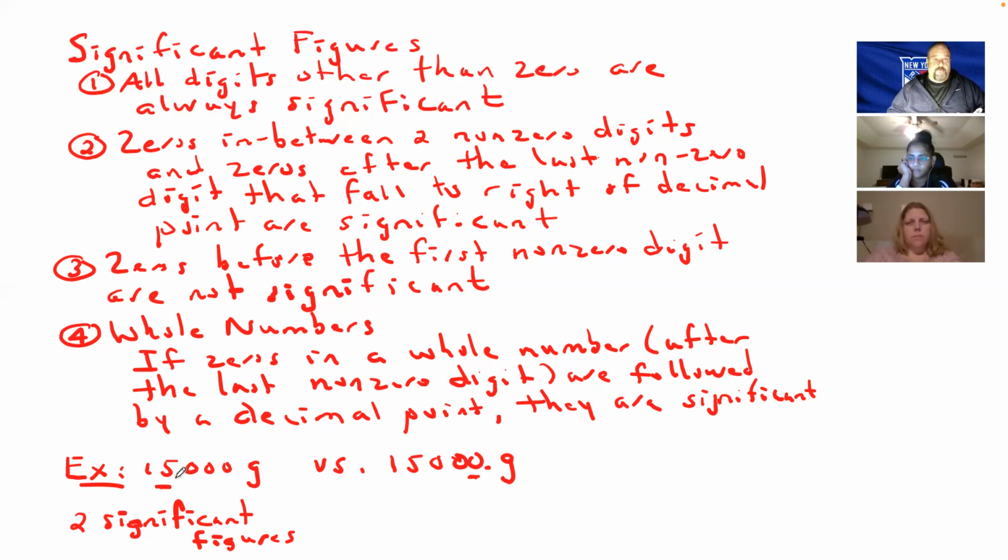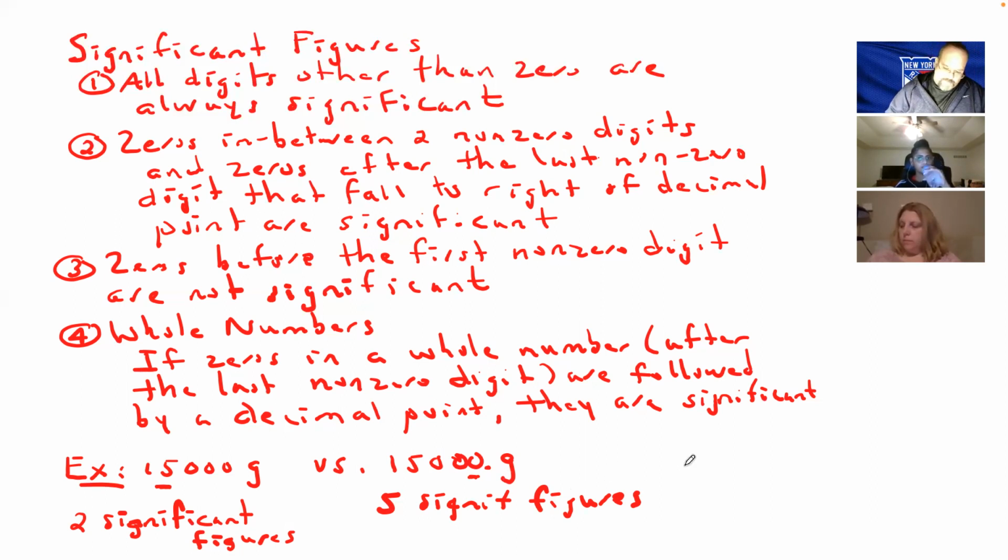So in the first example, I made my estimate essentially in the thousands place. In the second example, where you would have 5 significant figures, the estimation is made in the ones place. So that's a big difference between them. And that in reality is the difference between having a whole number, the zeros in a whole number being significant or not.